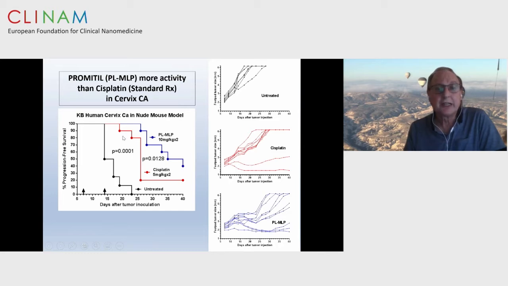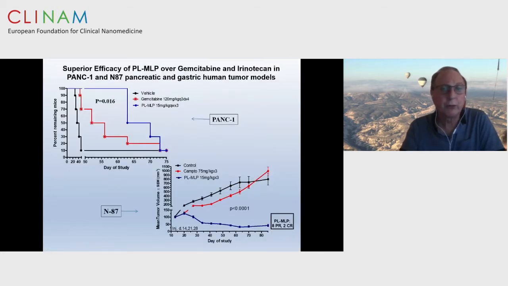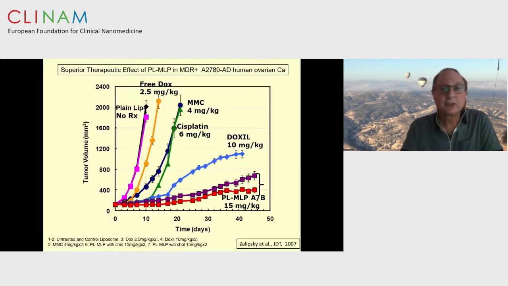You can see here the average of the mice, and you can see individual curves in which you can also see better response in blue for the Promethyl than for cisplatin. And also here in other models, in pancreatic models and gastric cancer models, doing better work than gemcitabine and camptothecin, also known as irinotecan.